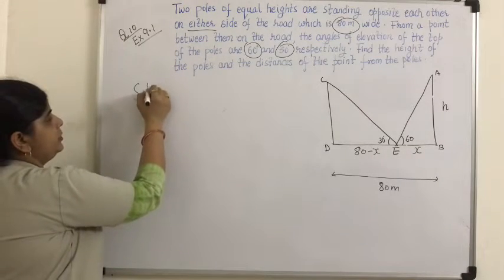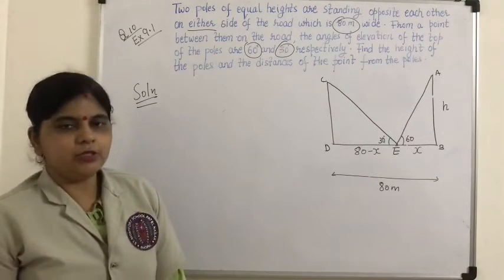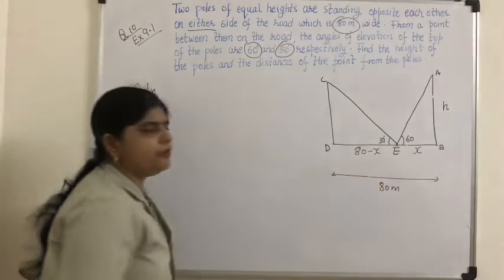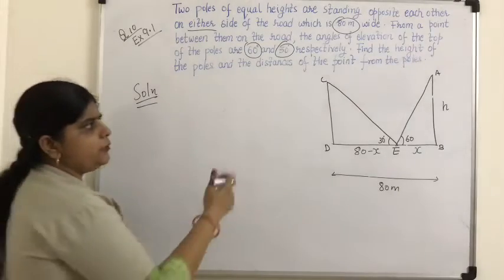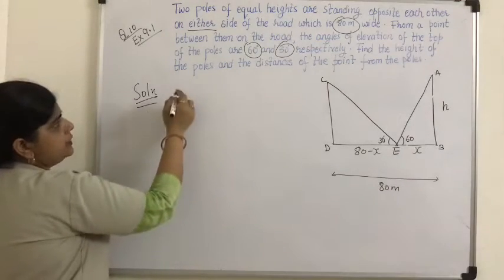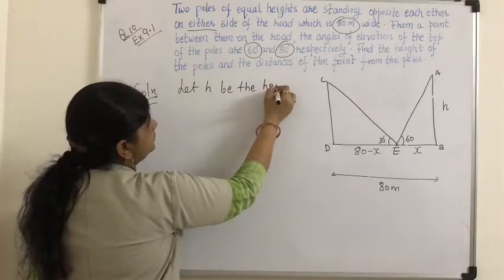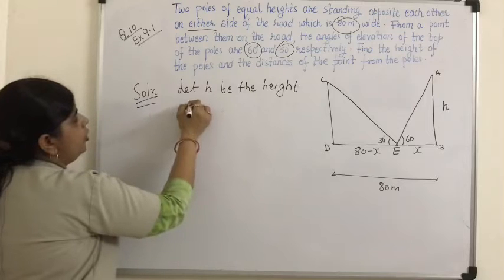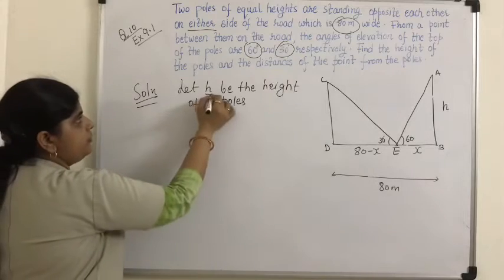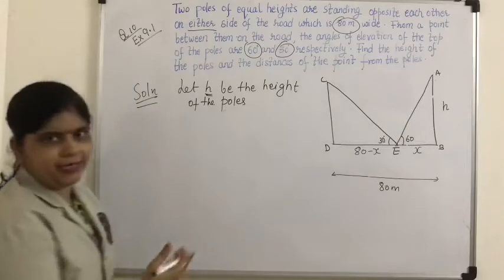Now we'll start the solution. You have to concentrate on right triangles. So we can see there are two right triangles in the figure. Two right triangles. So I'll start with any one. Okay, C, D, E. So I'll just assume first, let H be the height of the poles, right? So this I have to find out. And we have to find the distance EB and DE, that I am not writing.